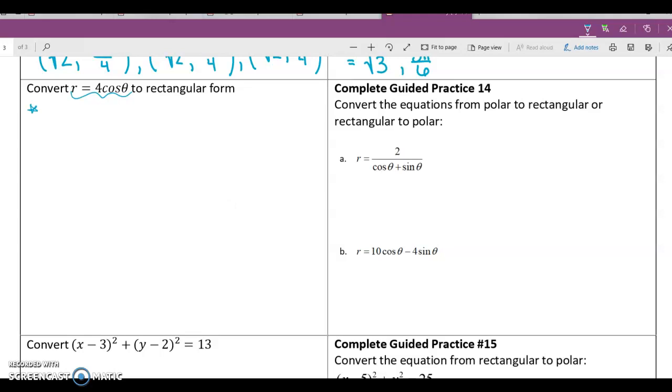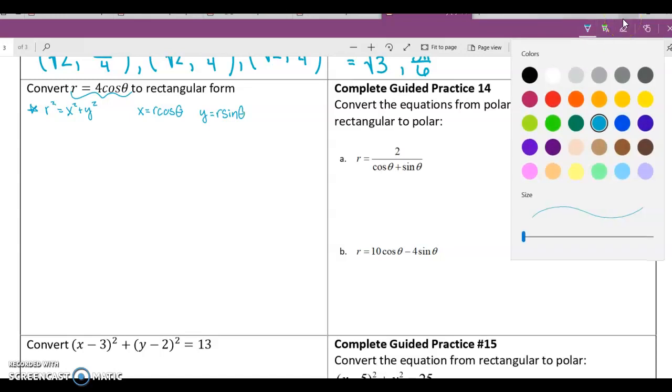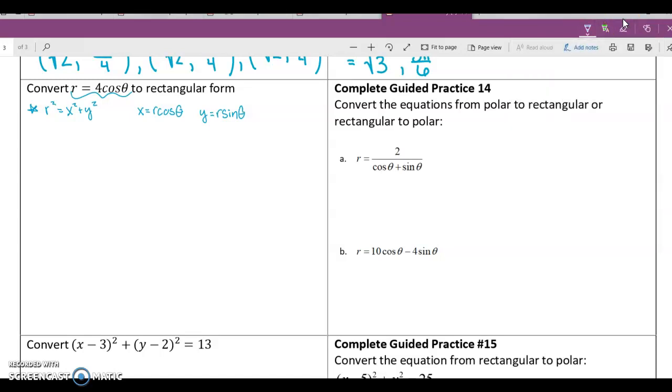A few key notes to remember are that r squared is equal to x squared plus y squared, and that x is equal to r times the cosine of theta, and y is equal to r times the sine of theta. That's going to help us out quite a bit here. If you notice though, we don't really have anything that we exactly want. We have r, but not r squared, and we have cosine of theta, but not r times cosine of theta. So it's really going to help us out a lot if we multiply both sides by r.